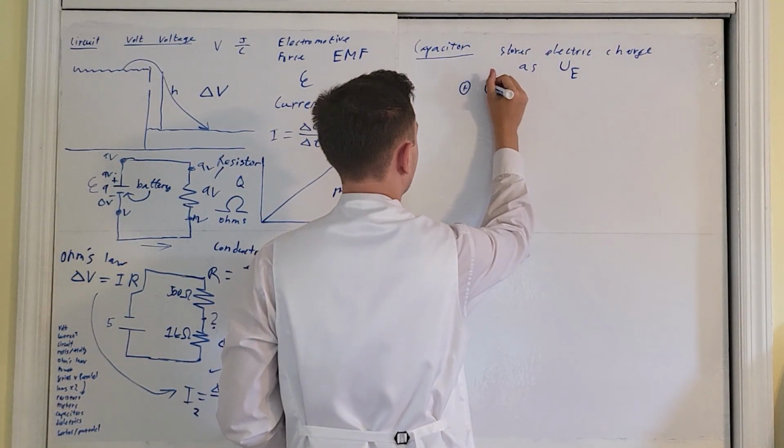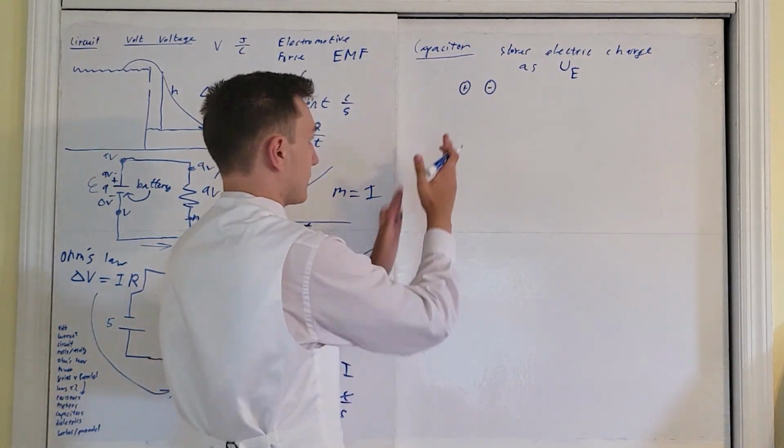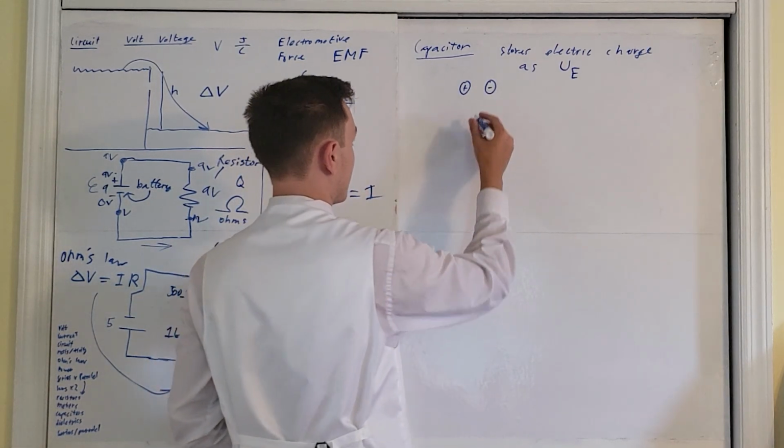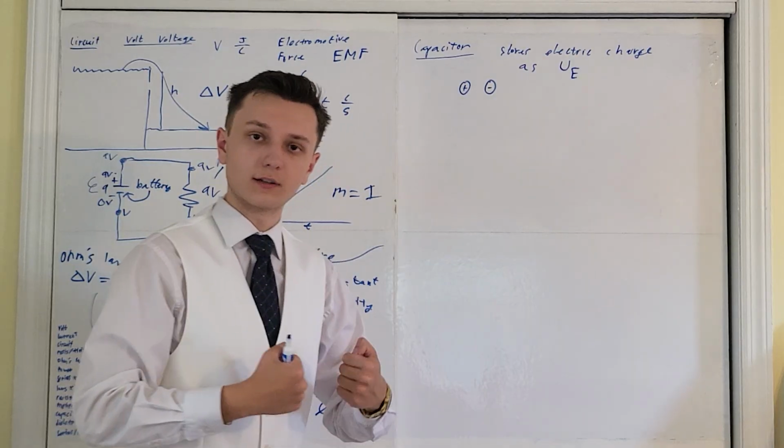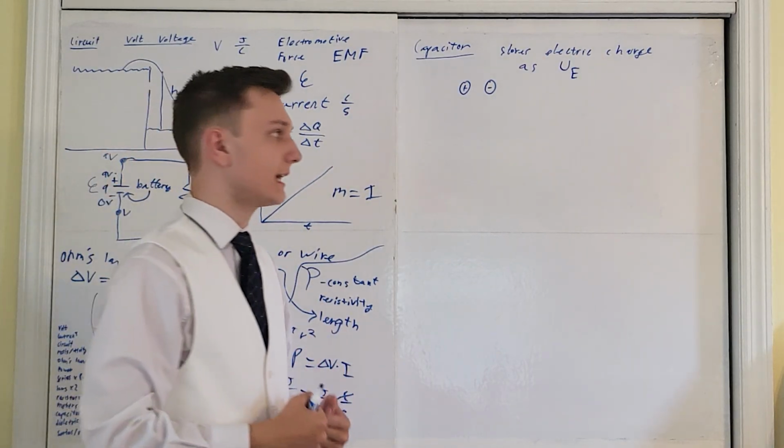Same is true for a positive and a negative particle. If I hold them at rest, they have electric potential energy because once I release them from rest, they will accelerate towards each other and convert their electric potential energy to kinetic energy.